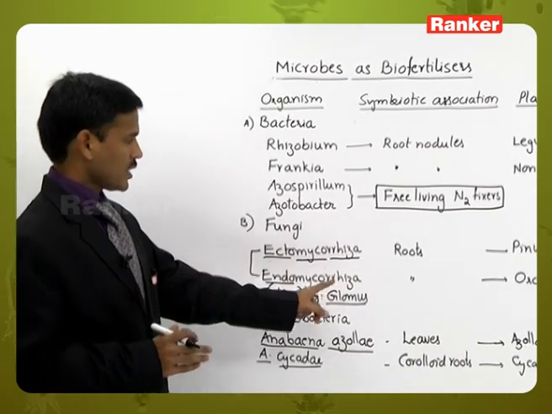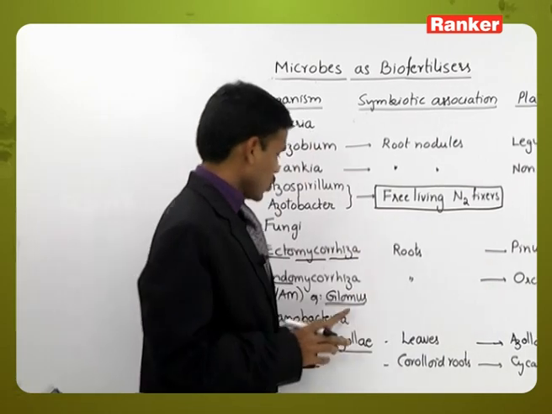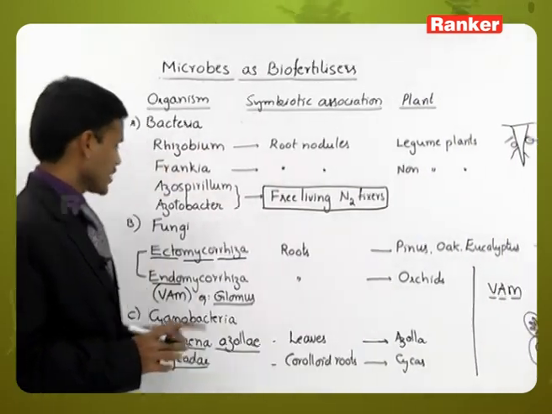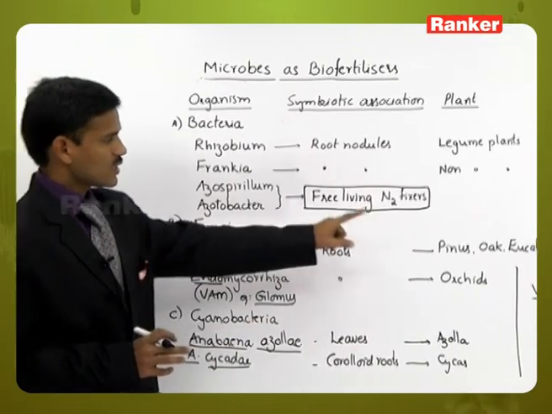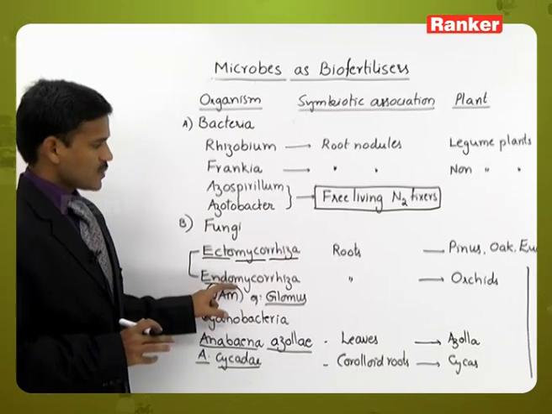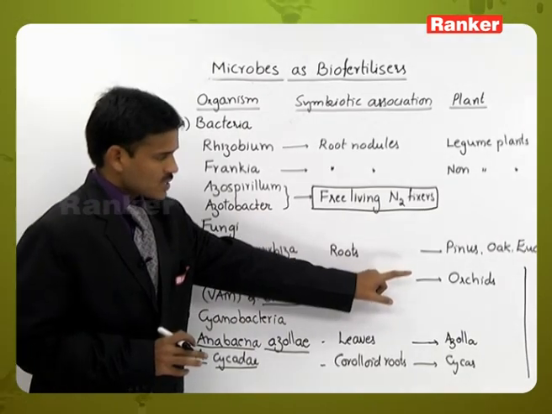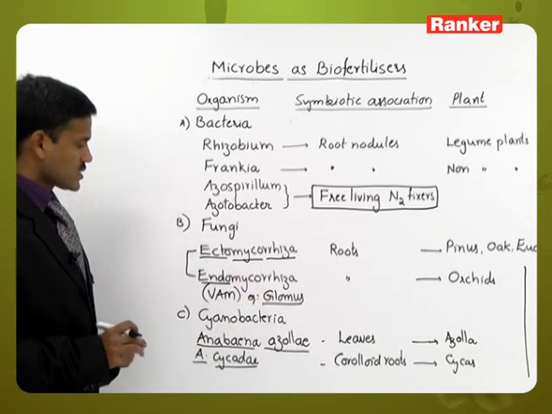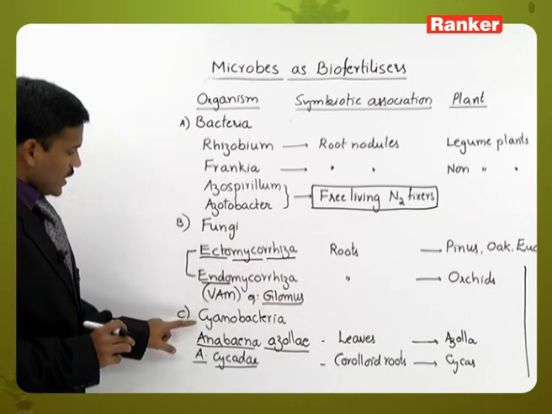One example here, glomus, is observed in orchid plants. Ectomycorrhiza is observed on the root system of pinus, oak, eucalyptus. Endomycorrhiza is observed in the root system of orchids. One example is glomus.